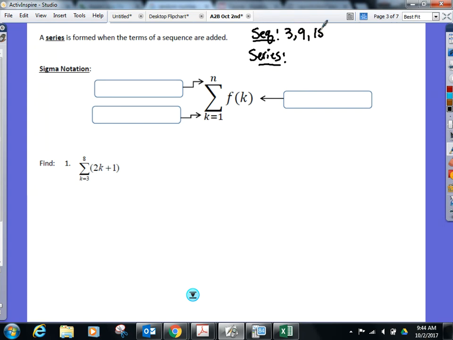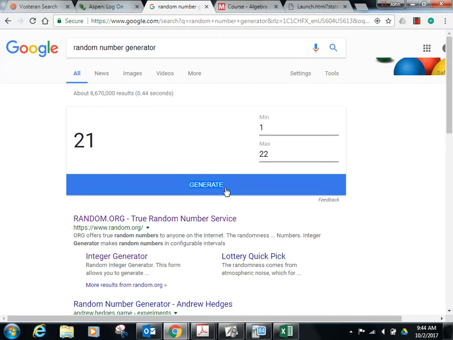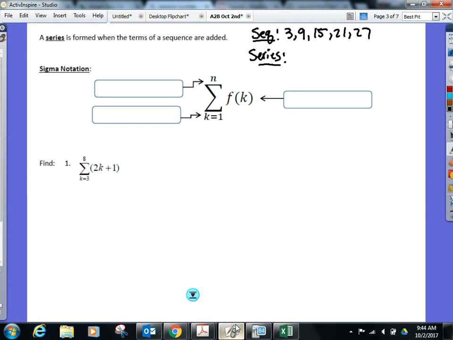3, 9, 15, 21. Is that sequence arithmetic? Why is it arithmetic? And how do you know? Why is that sequence arithmetic that I just wrote down? 3, 9, 15, 21, 27. What makes a sequence arithmetic? Okay, so what am I adding every time? 6. So that's why it's arithmetic.